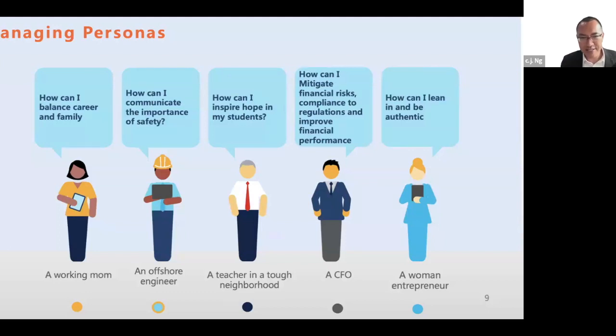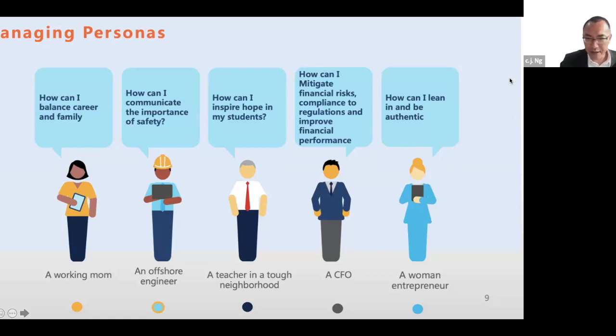It can be a teacher in a tough neighborhood, and that teacher will want to inspire hope in the students, and how you can do so. Or it can be something that's very corporate, a CFO, and the CFO would like to mitigate financial risk, comply with regulations, and improve financial performance. Looks like a mouthful. The CFO wants to make sure that whatever figures and numbers are published look great to Wall Street. But at the same time, I need to make sure that it's compliant. I need to make sure that it's not overly risky. And how do I balance that? Right. So if you're someone who's in that field, is that something that you would like to address for those people?